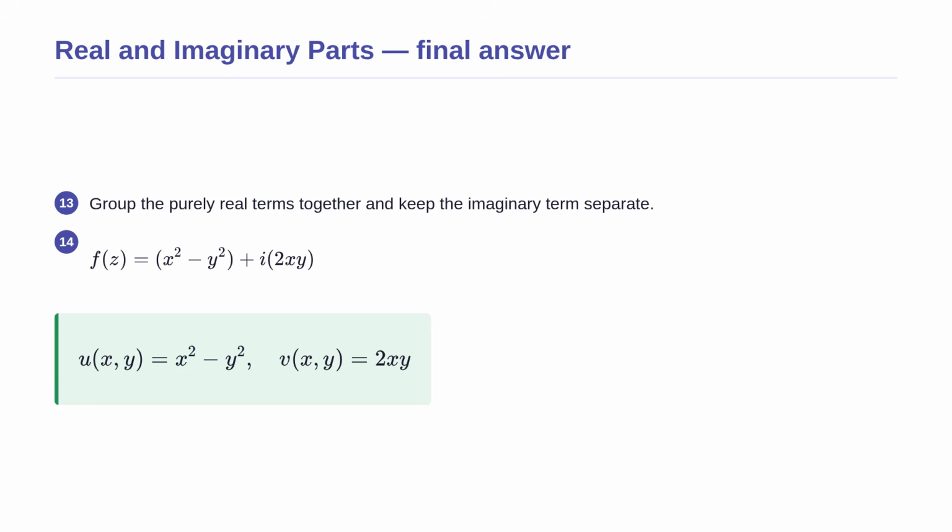The real part of the output function, u, is x squared minus y squared. This tells us exactly how to calculate the new horizontal position. The imaginary part, v, is 2 times x times y, which gives the new vertical position. Together, these two formulas give us the exact location of the transformed point.